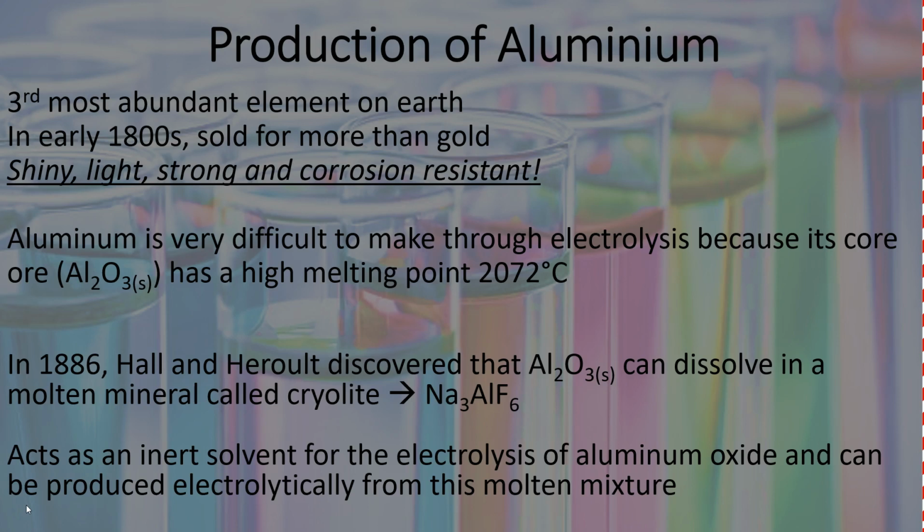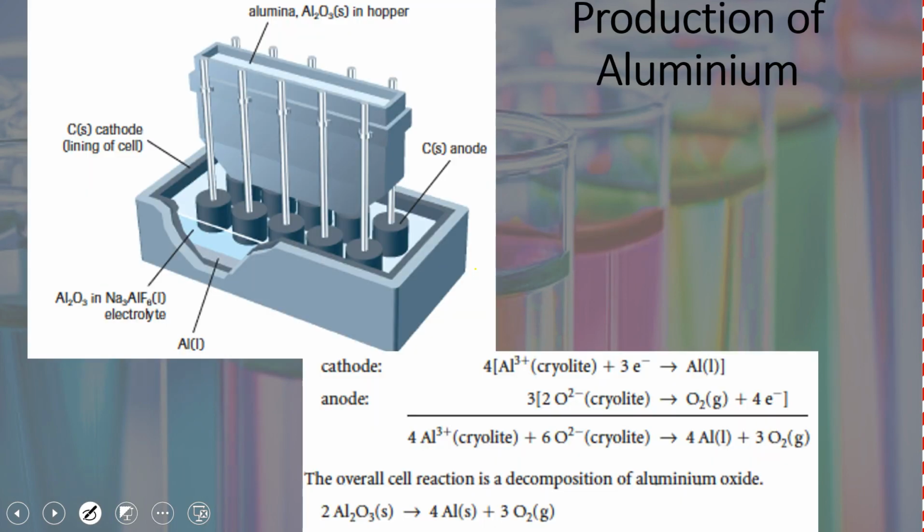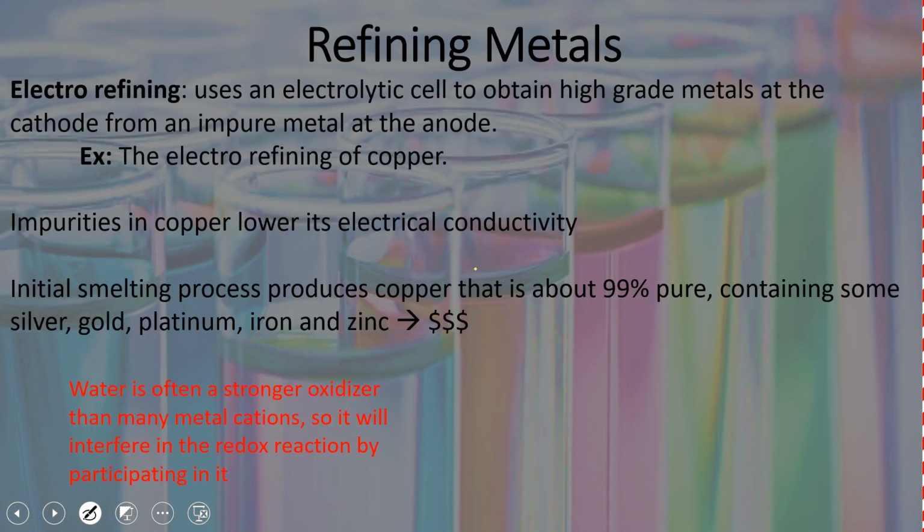Third most abundant element on Earth. In the early 1800s, it sold for more than gold. Pretty interesting. It comes down to saying that it's hard to make aluminum through electrolysis. It's hard to just apply a whole bunch of heat and break down aluminum because its melting point is 2072 degrees Celsius. And so you have to have an intermediate reaction in this cryolite to be able to produce it. Not something I'm too worried about.